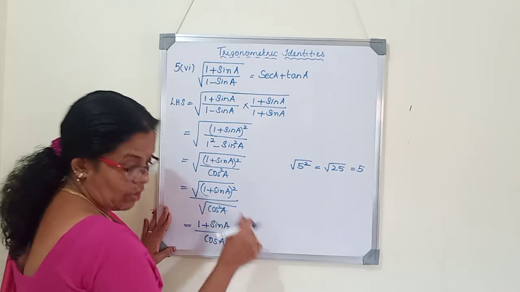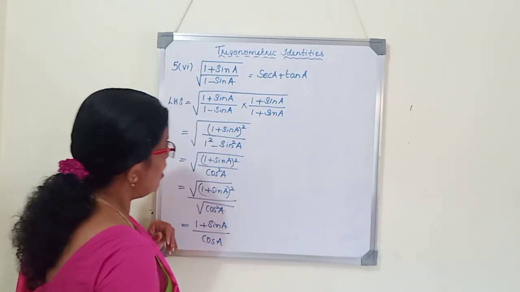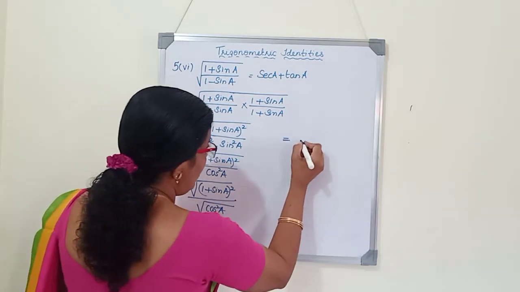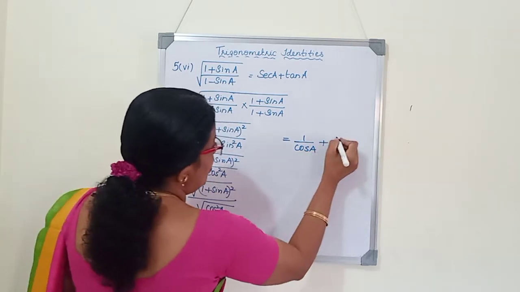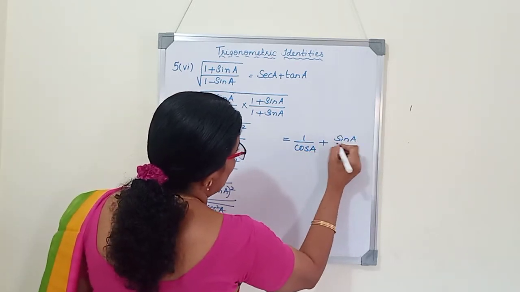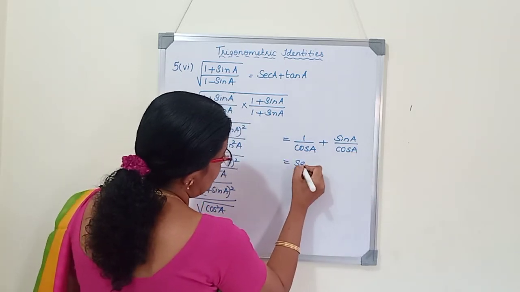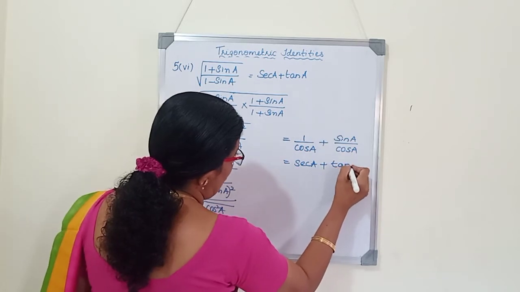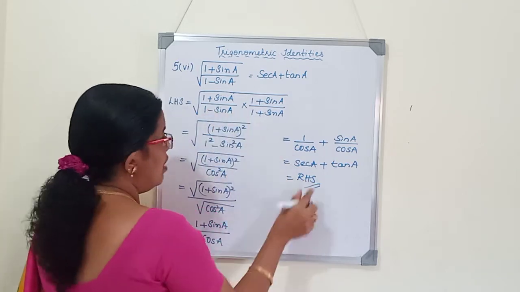Cos A. So, now we will separate the numerator. We want to get cosec A plus tan A. So, we will write it is equal to 1 by cos A plus sin A by cos A. Now, what is 1 by cos A? Reciprocal of cos A, it is sec A. And sin A by cos A is tan A. And we got the RHS. We started from LHS and we got the RHS.